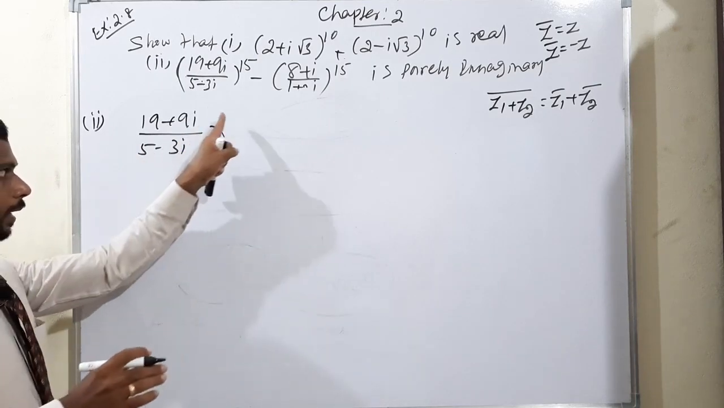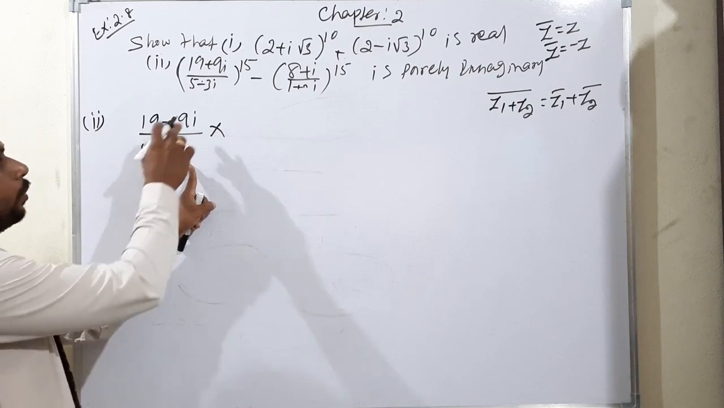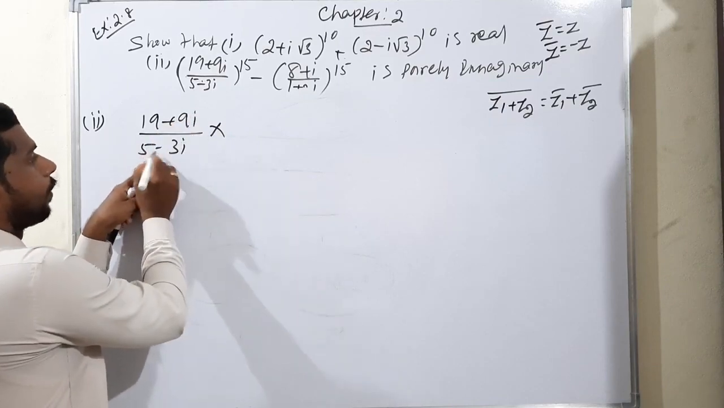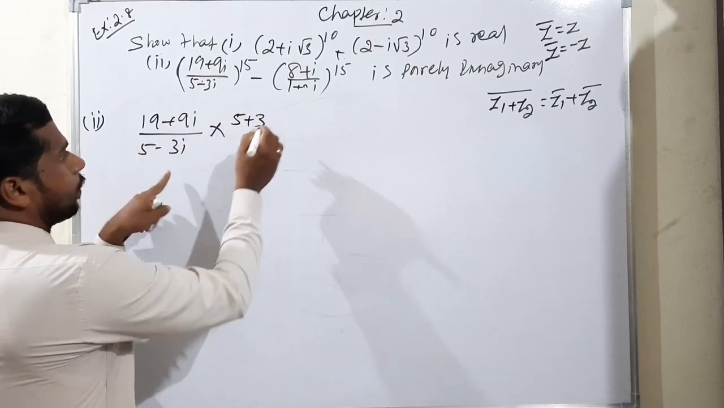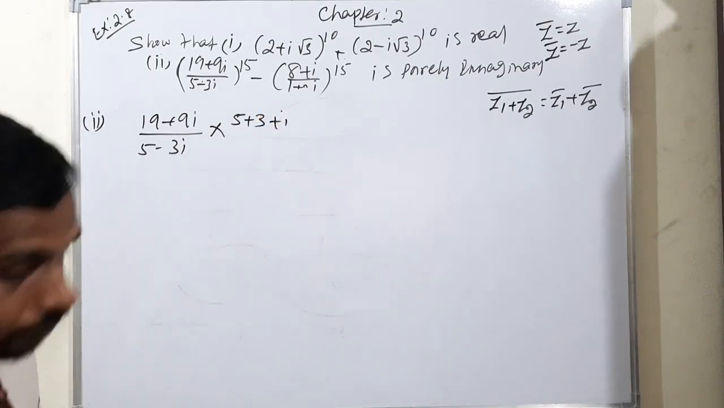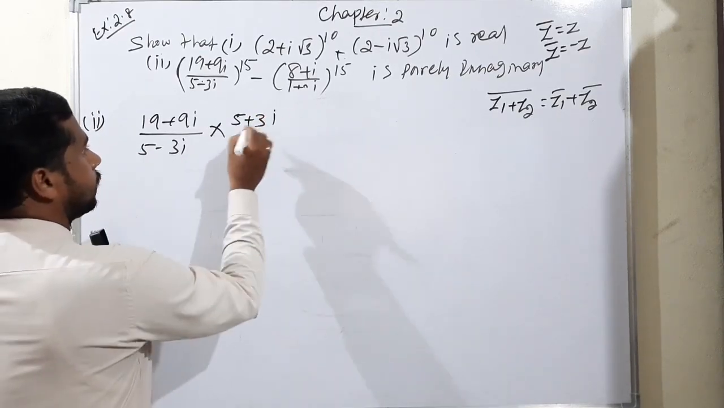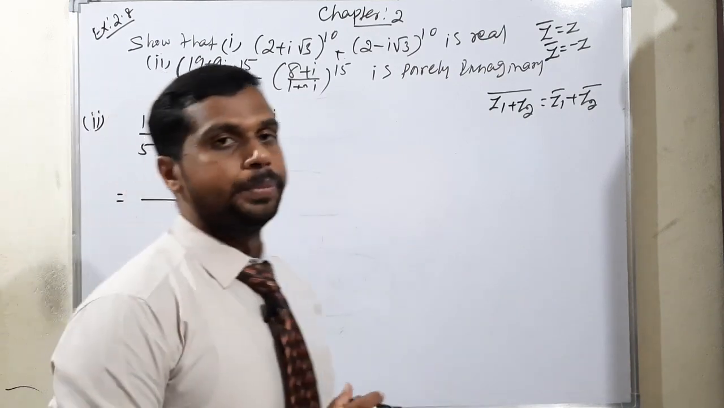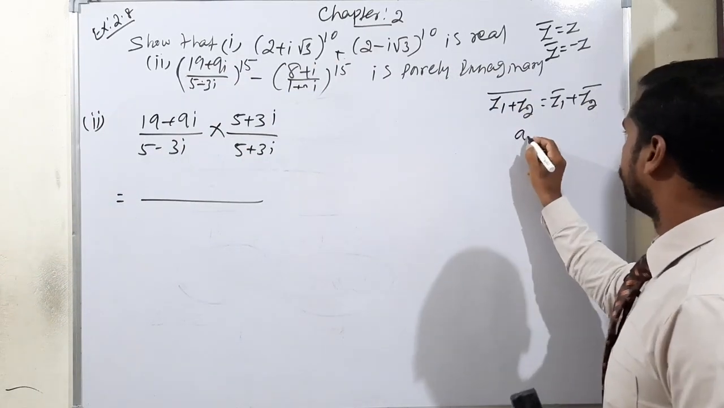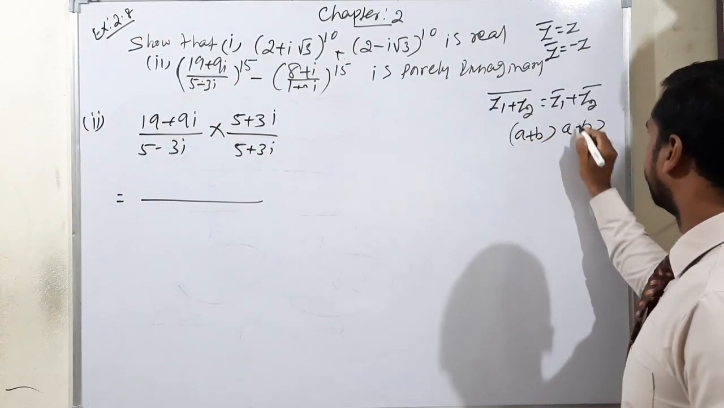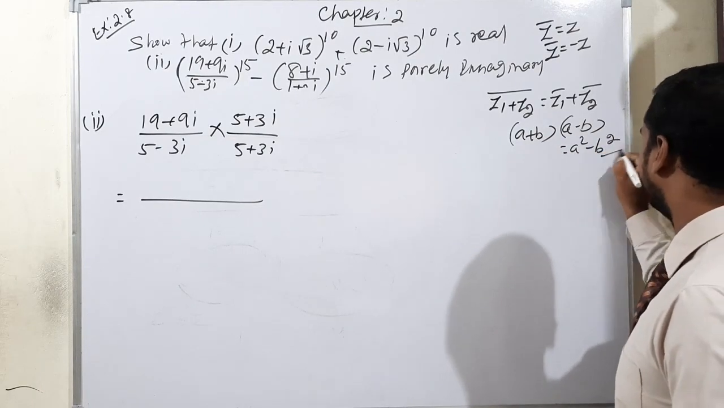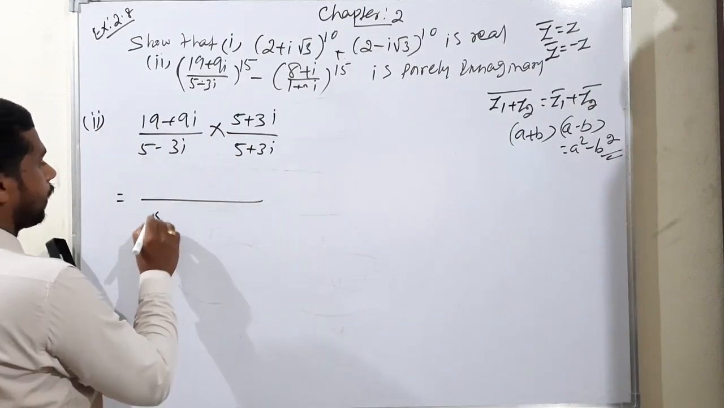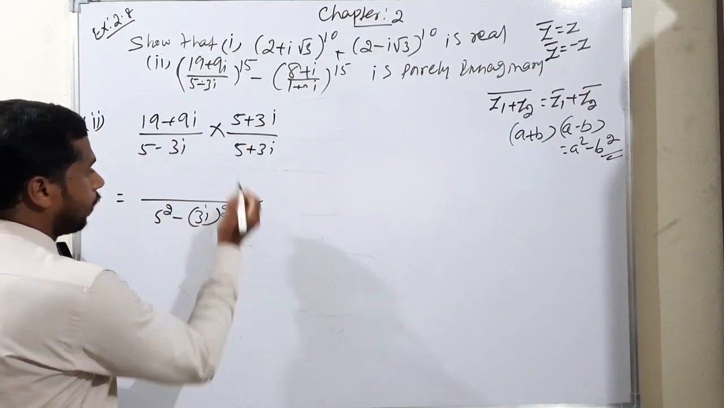We multiply the numerator and denominator with the conjugate of the denominator. Since it is 5 minus 3i, we take 5 plus 3i divided by 5 plus 3i. Already you know the formula: (a plus b) into (a minus b) is a square minus b square. So the denominator we can write as 5 square minus (3i) the whole square.